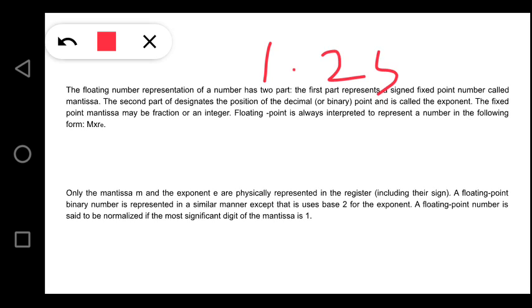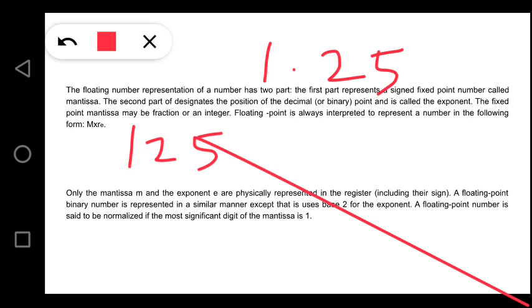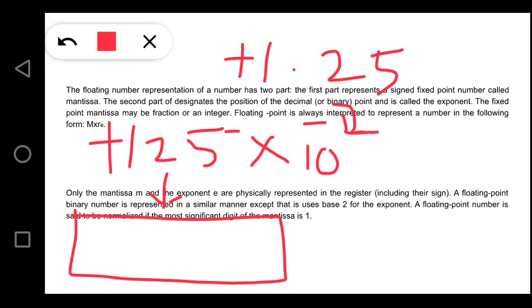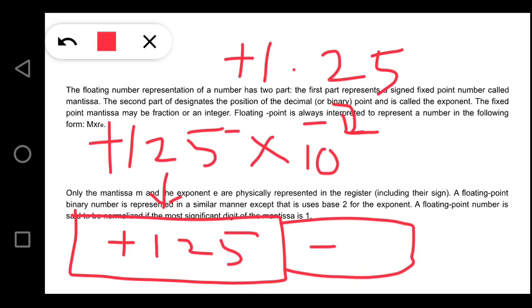Simple, 1.25. So I can represent 125 into 10 power minus 2. So this is plus 125. Store this plus 125 in a mantissa position, and this is minus 2.